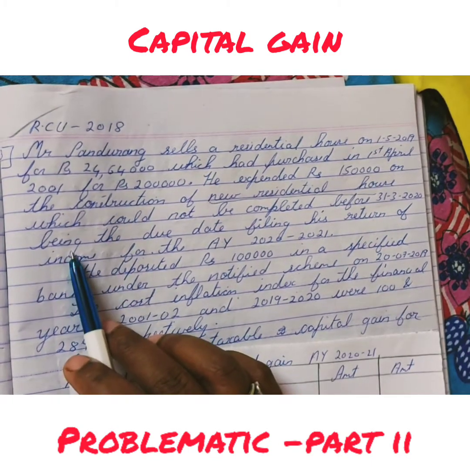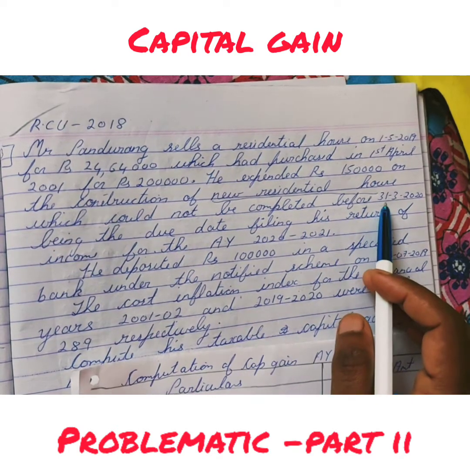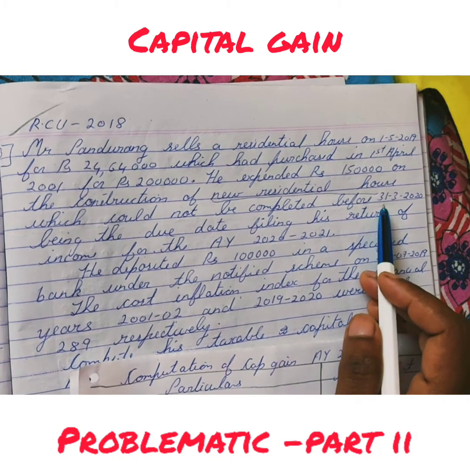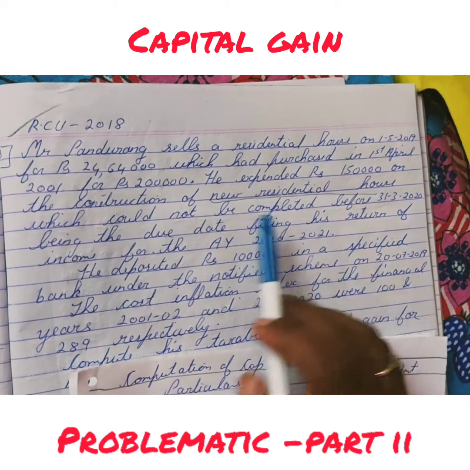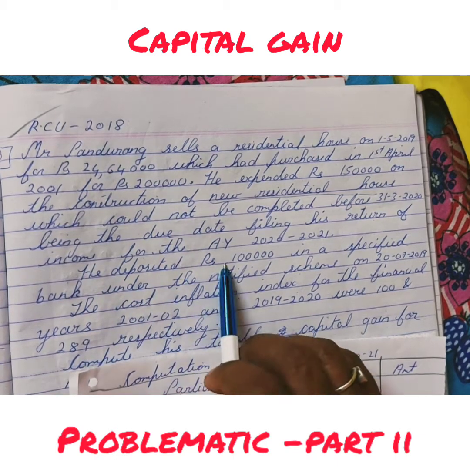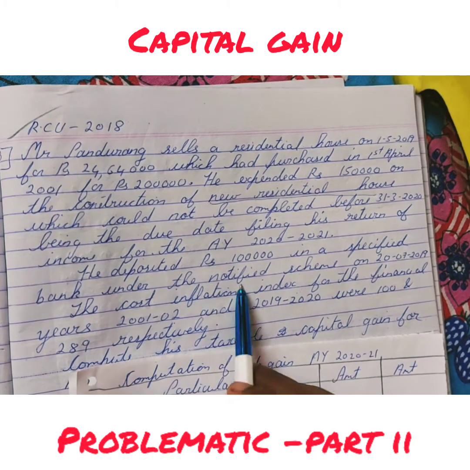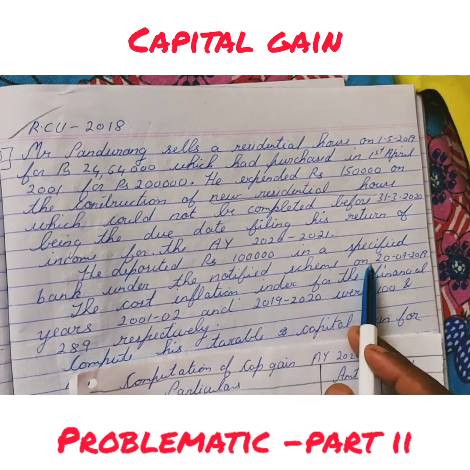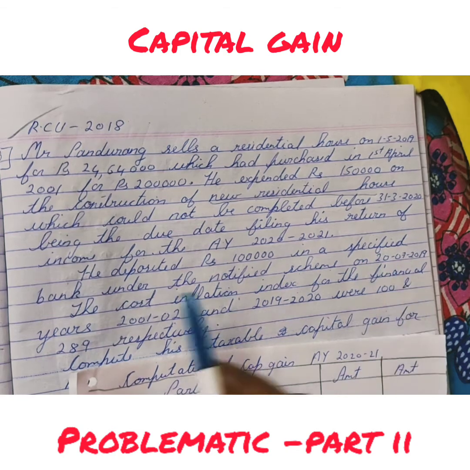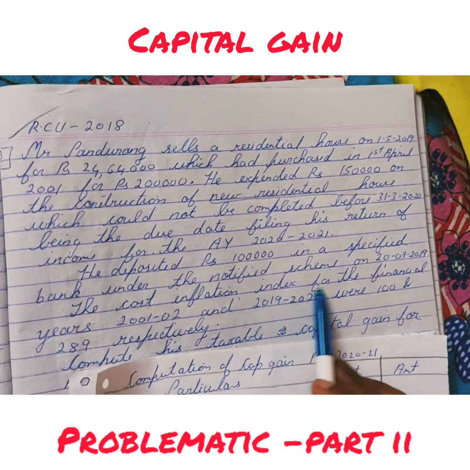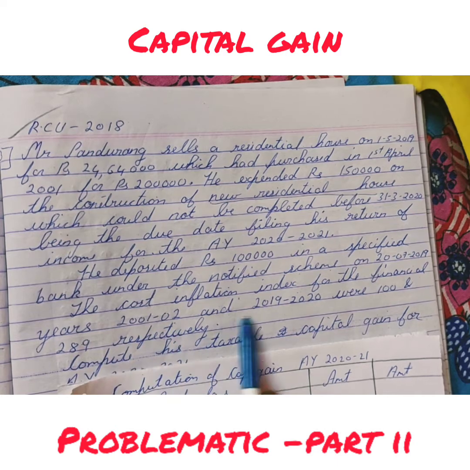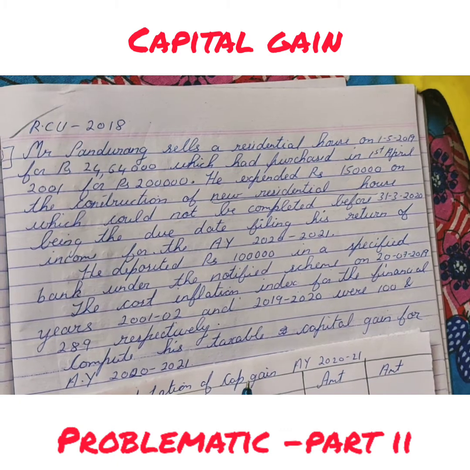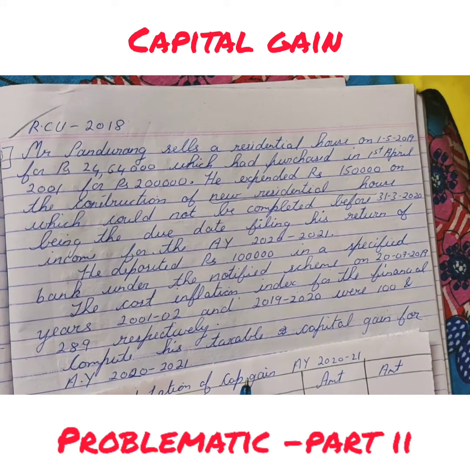The due date of completion of the house was 31st March 2020, but before that date the house was not completed. So he deposited rupees 1 lakh in a specified bank under the notified scheme. Under that scheme, he deposited 1 lakh rupees in 2019. The cost of inflation index for the financial years is given: 2001-02 is 100 and 2019-20 is 289. Cost inflation index will always be given in the problem. So this is the information.